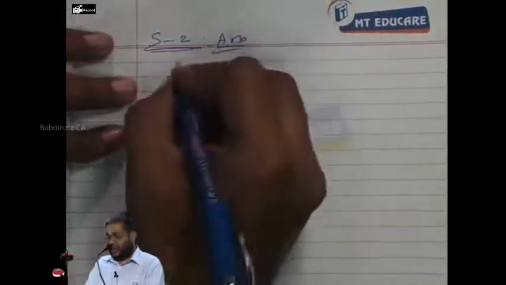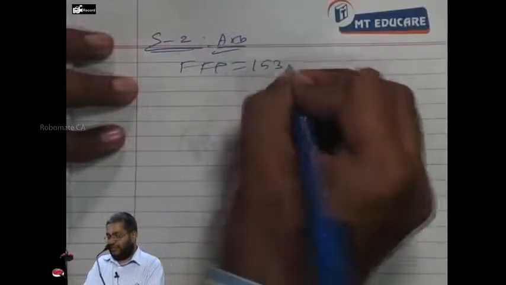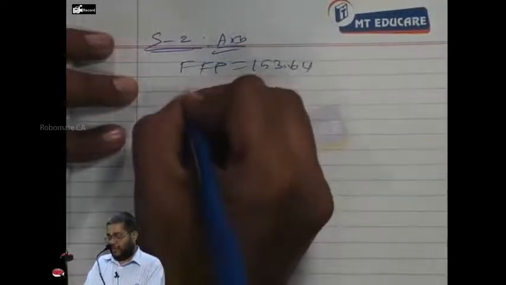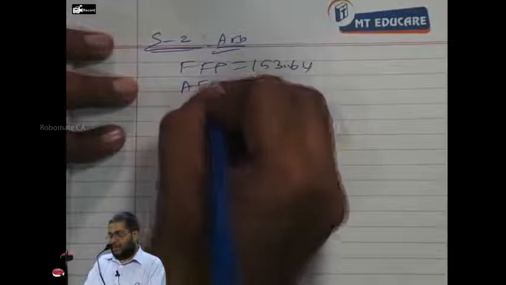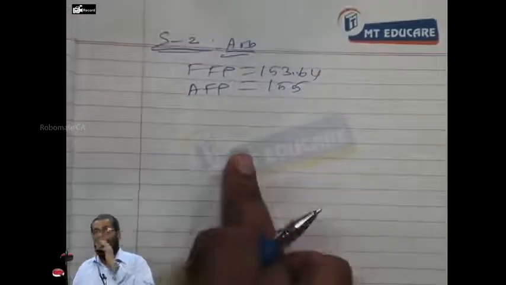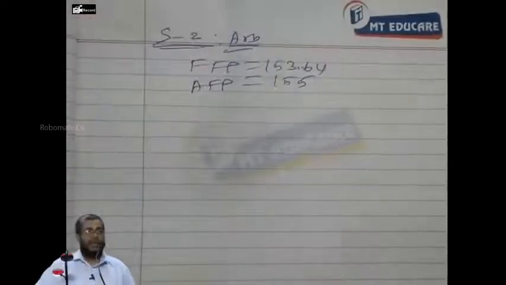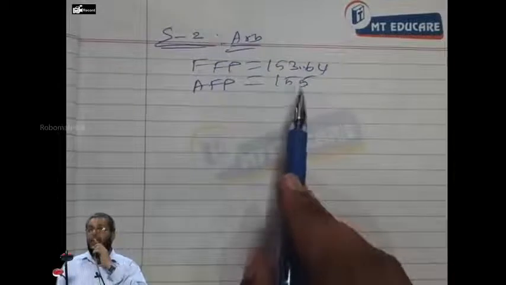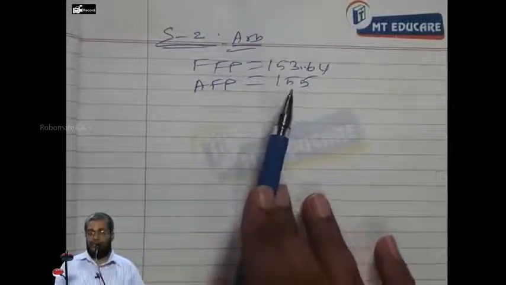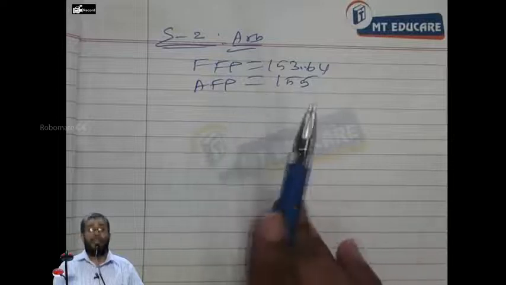Can I proceed? Now, all of it, tell me. What is the fair futures price? 153.64. What is the actual futures price? 155. Now, the future is really worth only how much? 153.64. But in the futures market, it is trading at how much?